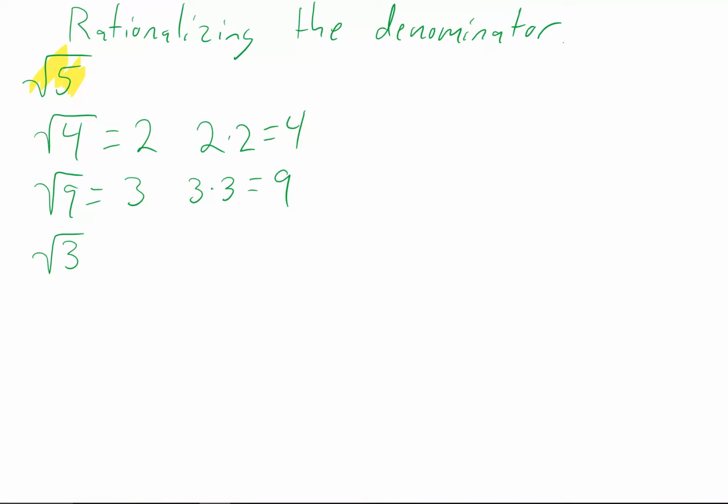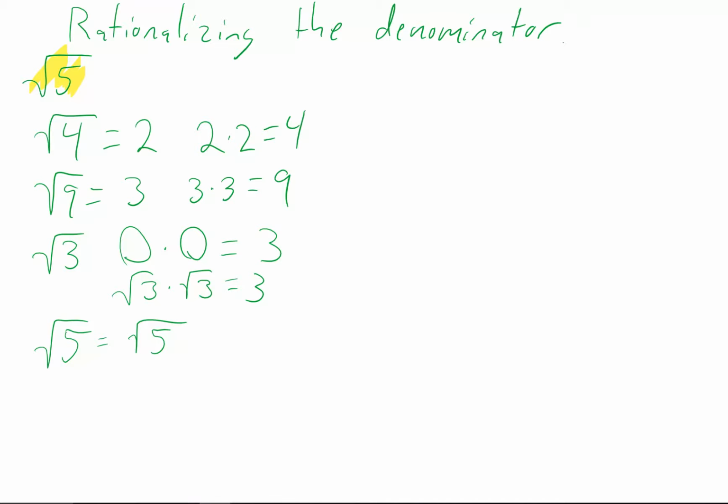Here's a good one. There is no number that we have that we go something times itself is 3. We just don't have that. So what we really talk about it as the square root of 3 times the square root of 3 is 3, because it must be. We said the square root is the number by which we multiply itself to get that number. So to properly write the square root of 5 would be the square root of 5. Pretty unexciting, right?